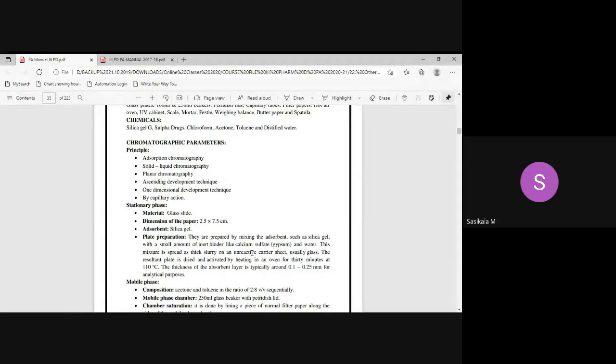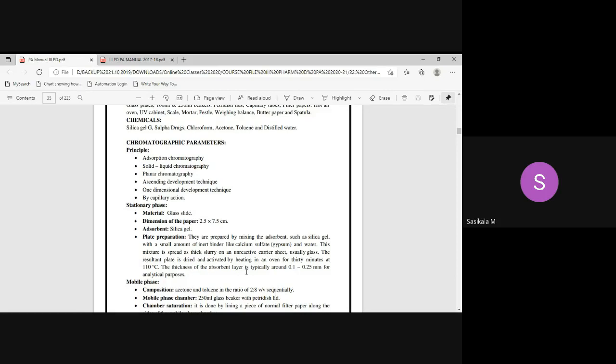At what temperature and timing will it be activated? At 110 degrees Celsius. If you heat for 20 to 30 minutes, only then will it get activated. So this is called the activation temperature and timing, which we have already discussed in theory also. We heat at 110 degrees Celsius, which is more than the boiling point, so that the water present evaporates, even microbes are removed from the plate. Only then will you get the activated form of silica gel on the plate. Now it is ready for adsorption.